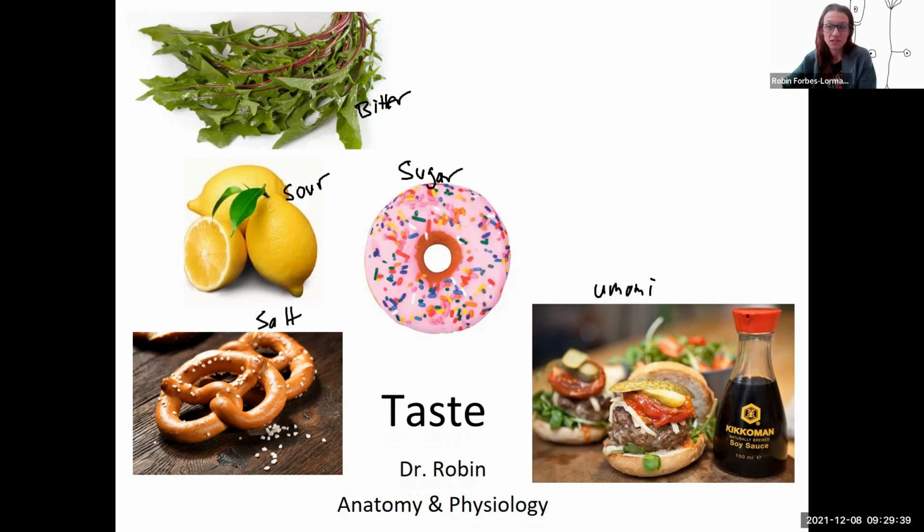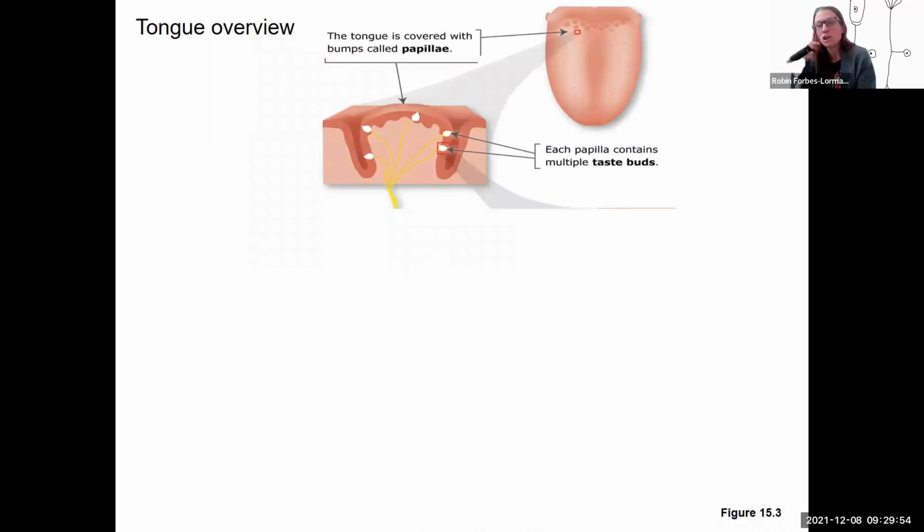transduced. So that's how they're sensed. And then we won't talk as much about how they're perceived, but they're going to go to the primary gustatory cortex if they are perceived. So let's talk about some tongue anatomy, right? You know that your tongue is where taste buds are located. This is where we're going to have sensory transduction.